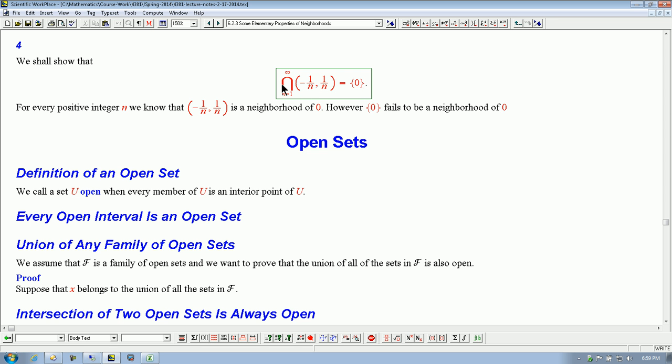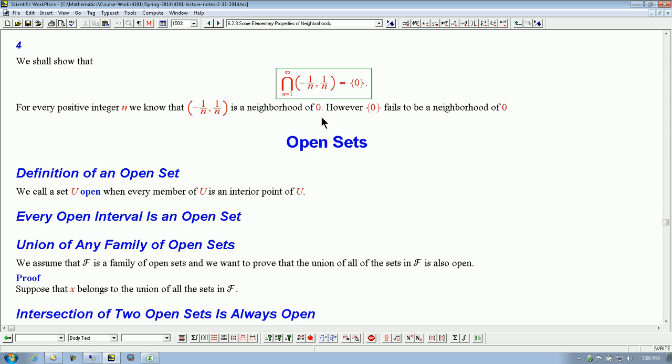So if you believe me that this intersection is the singleton {0}, the fact that all of these intervals are neighborhoods of 0 warns us that sometimes you can take infinitely many neighborhoods of a number and take the intersection of them, and lo and behold, you don't get a neighborhood of that number anymore. You see? That's what this is about. It's a warning.